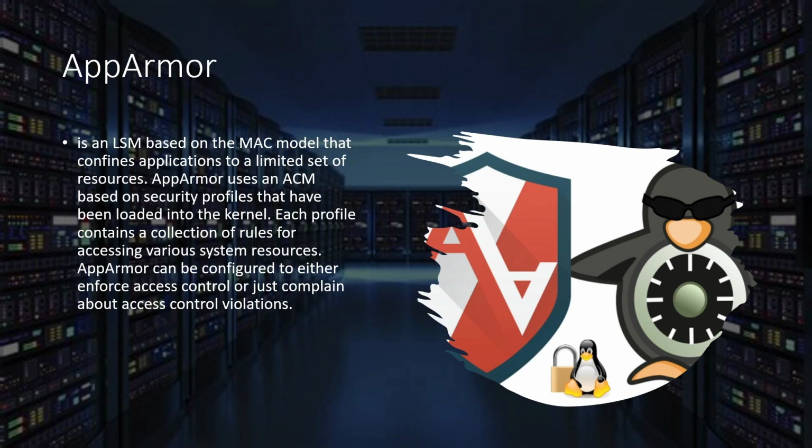AppArmor proactively protects applications and operating system resources from internal and external threats, including zero-day attacks, by preventing both known and unknown vulnerabilities from being exploited. AppArmor has been built into the mainline Linux kernel since version 2.6.36 and is currently shipped with Ubuntu, Debian, OpenSUSE, and similar distros.